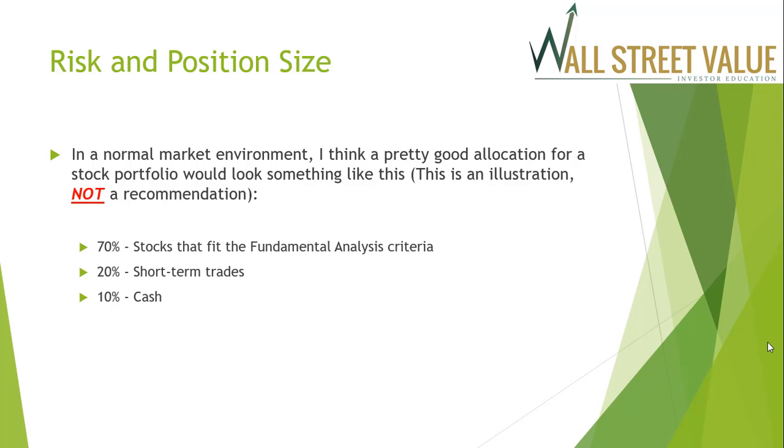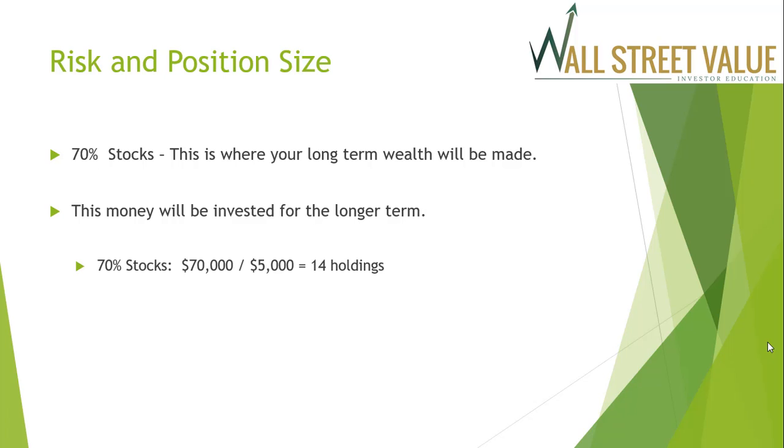In a normal market environment, I think a pretty good allocation for a stock portfolio would look something like this. And please note, this is just an illustration. This is not a recommendation, so don't go out there and completely change your portfolio to fit this. This is an illustration. 70% of stocks that fit the fundamental analysis criteria. 20% should be allocated into short-term trades, and then 10% is going to sit in cash while we wait for other opportunities to use that.